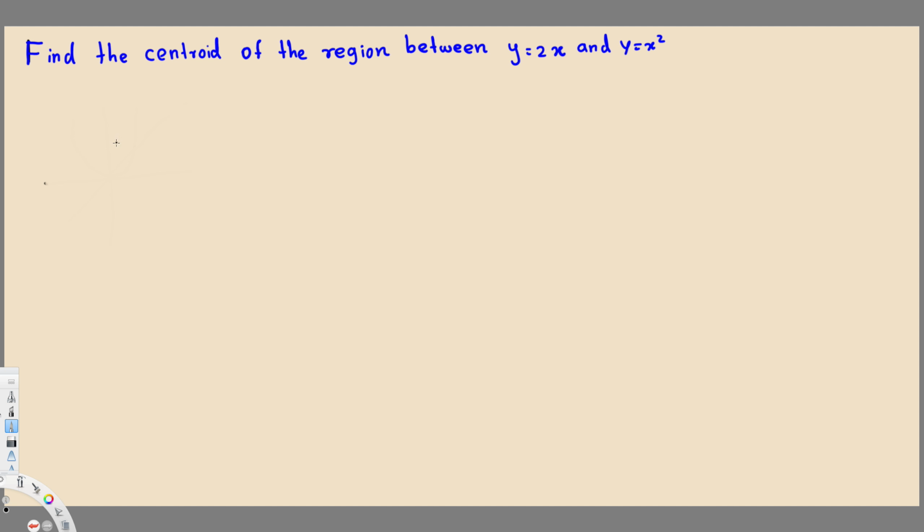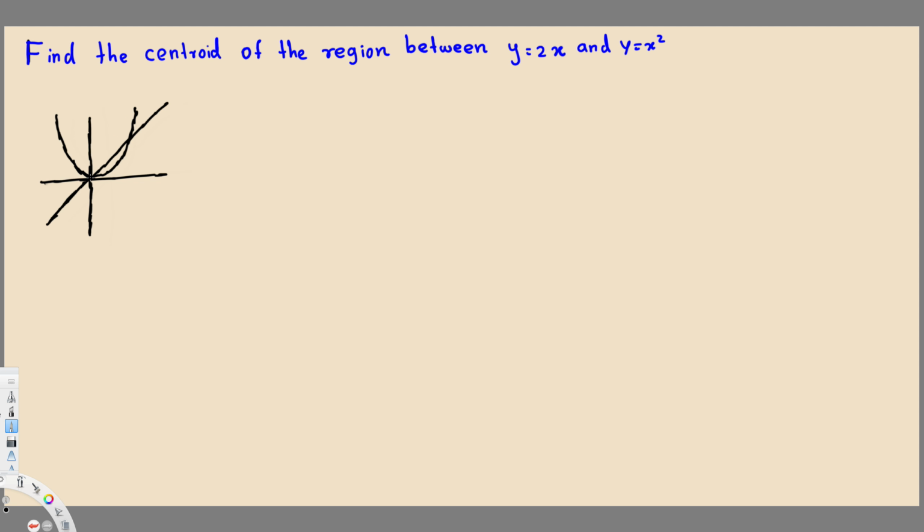Here the first thing we are going to do is draw the graph. The first equation is y = 2x, so we know it's going to be a line. Let's draw the line right here. And y = x² is going to be a parabola, so let's draw the parabola right here.